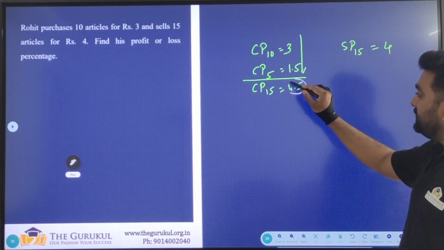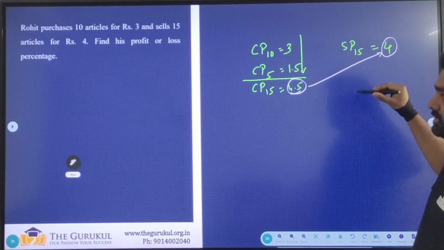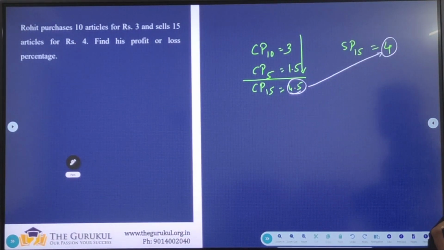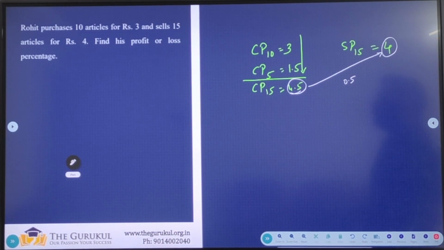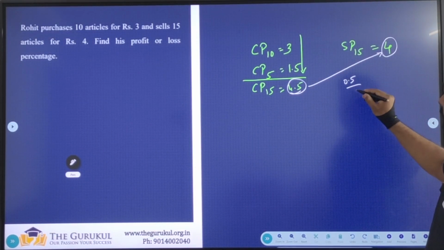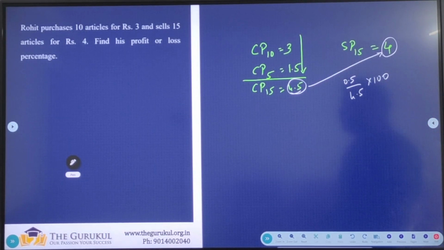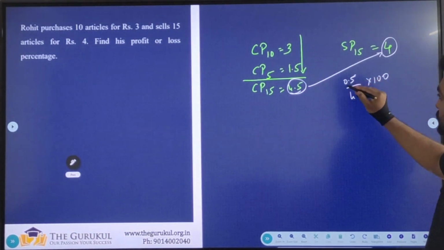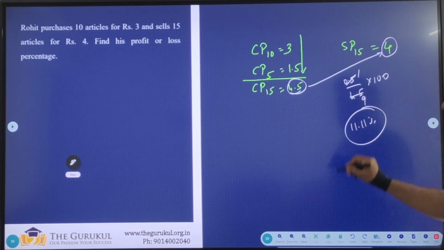So I purchased for 4.5, sold for 4 rupees. Will I get a profit or loss? Yes, we will be getting a loss of 0.5 rupees. But he is talking about profit or loss percentage. So 0.5 on 4.5, I want percentage, so I will multiply with 100. So 1 by 9, which is 11.11%.